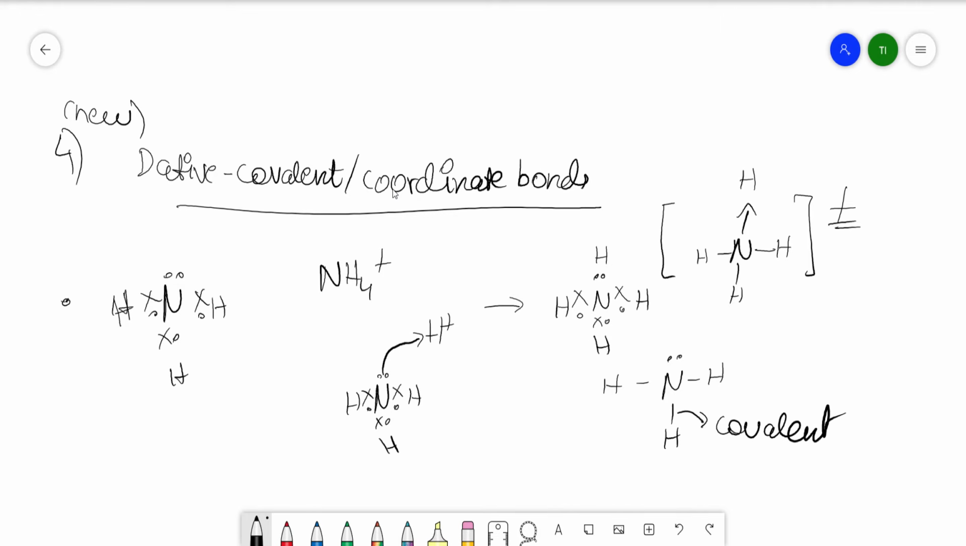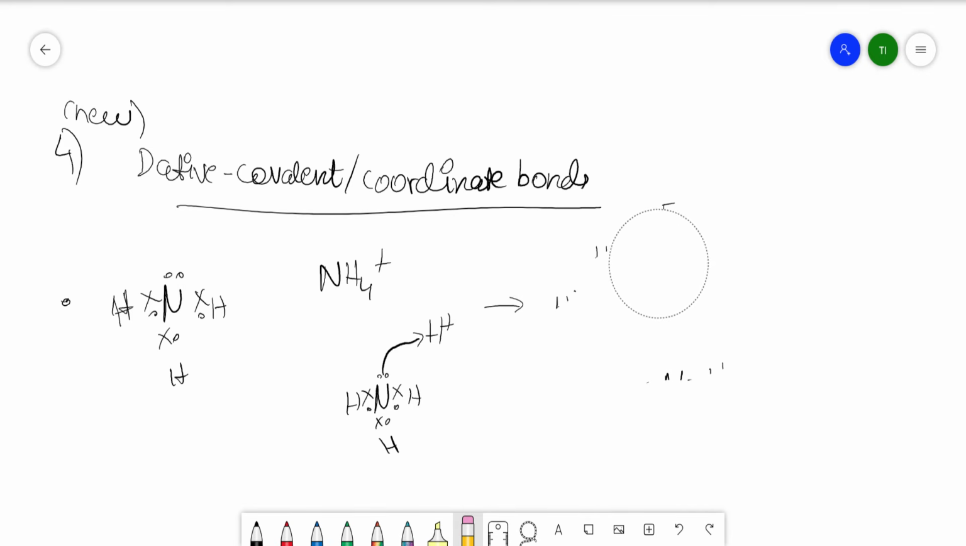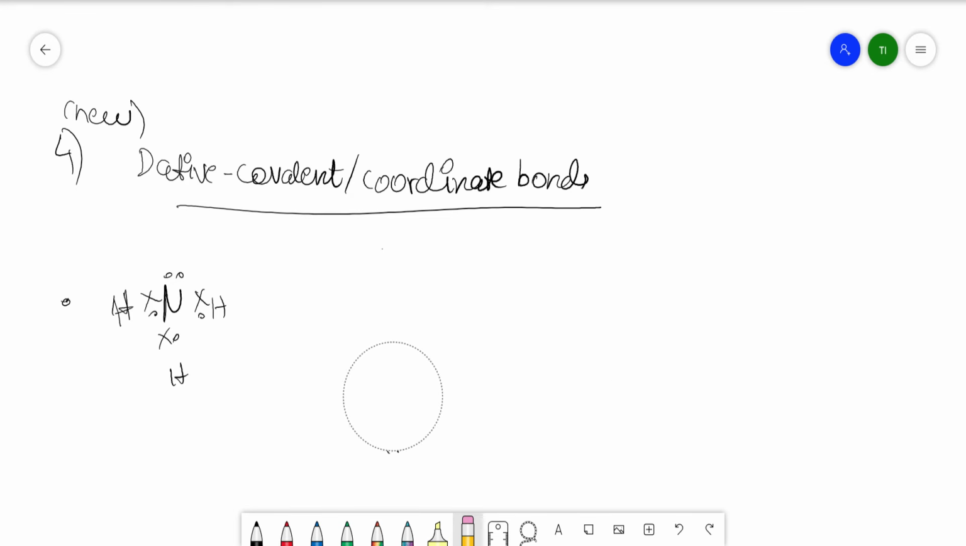And the reason why this has a net positive charge is because it has a higher proton number than electron number. Okay, that's the first example of a dative covalent bond. And the second example of a dative covalent bond is Al2Cl6.